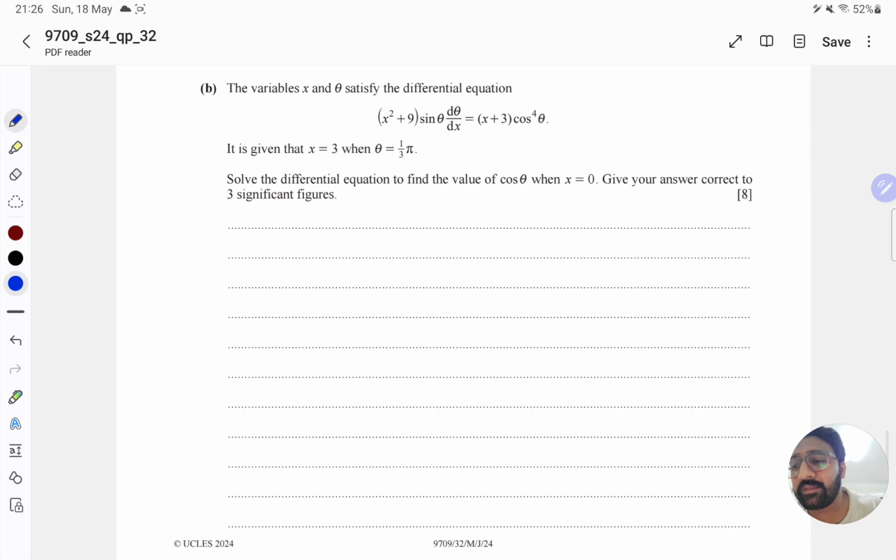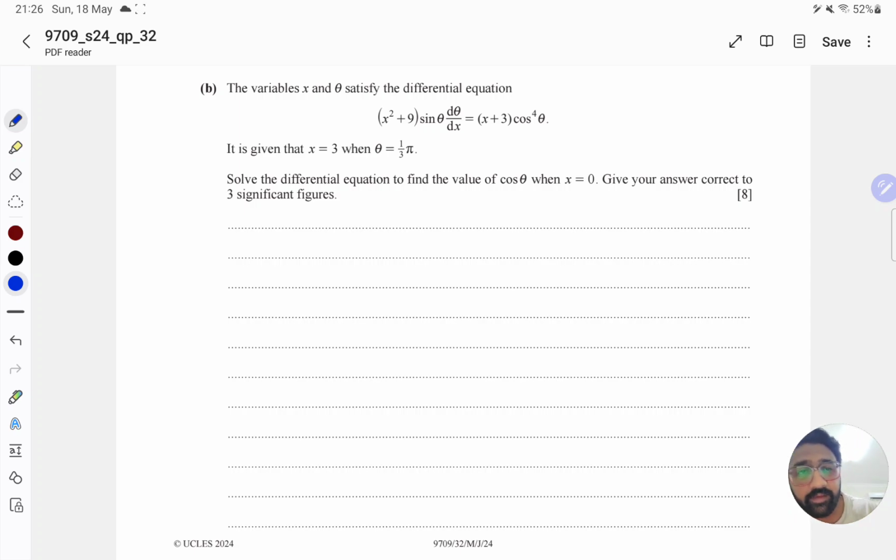The B part says that the variable x and theta satisfies the differential equation. It is given that x is equal to 3 when theta is equal to pi by 3. Solve the differential equation to find the value of cos theta when x is equal to 0. Give your answer correct to 3 significant figures.